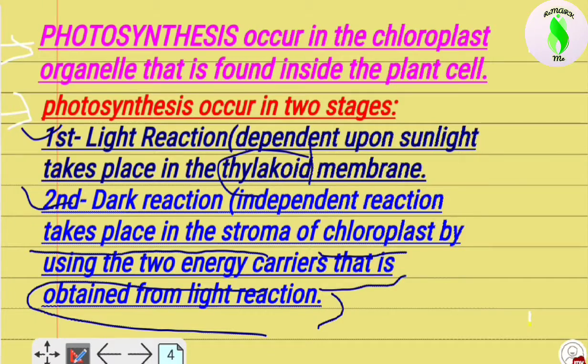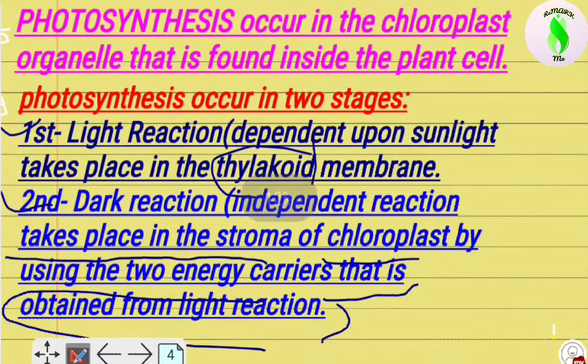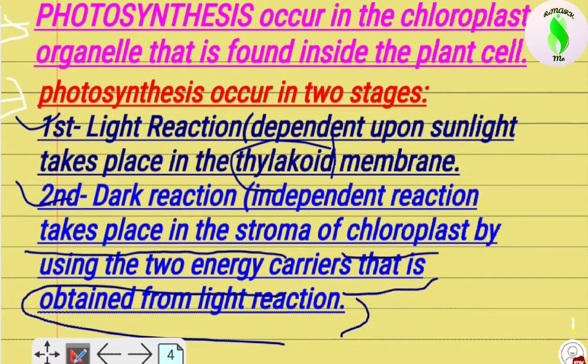Now the second point is that photosynthesis occurs in plants in two stages. What are these two stages? The first stage is the light reaction, which is dependent upon light, meaning sunlight, and takes place in the thylakoid membrane. The second is the dark reaction. What is the dark reaction? It is an independent reaction, which takes place in the stroma, that is the matrix of the chloroplast, by using the two energy carriers obtained from the light reaction.